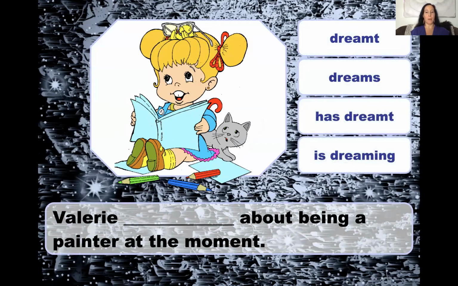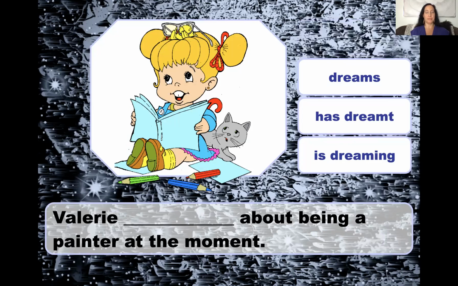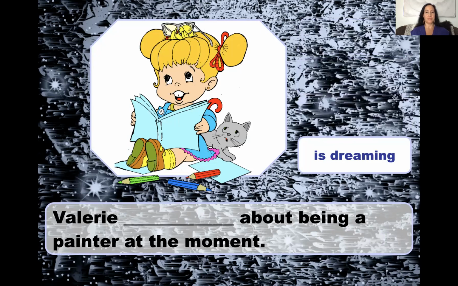Valerie blank about being a painter at the moment. Okay? So what is Valerie doing? She's thinking. Okay? What is she doing? What should the answer be? Did you get it? Valerie is dreaming about being a painter at the moment.